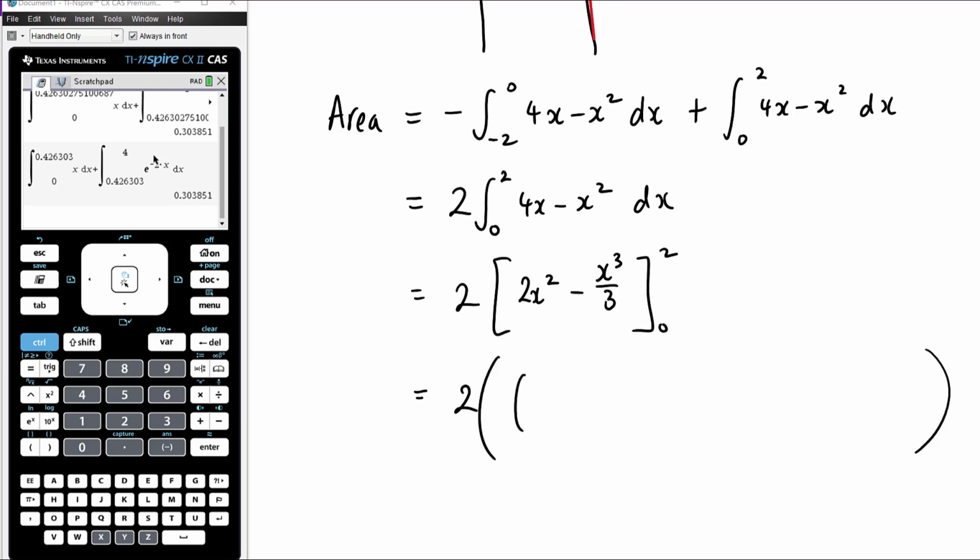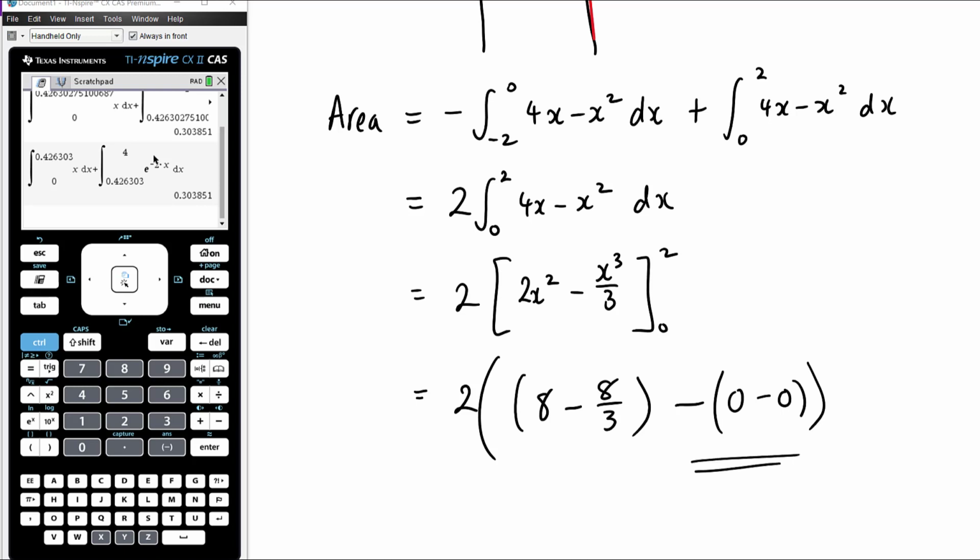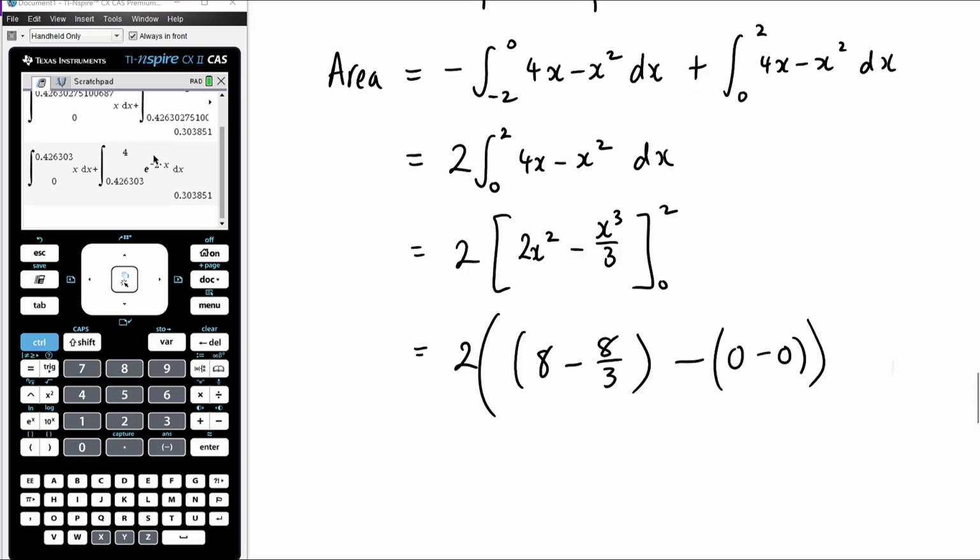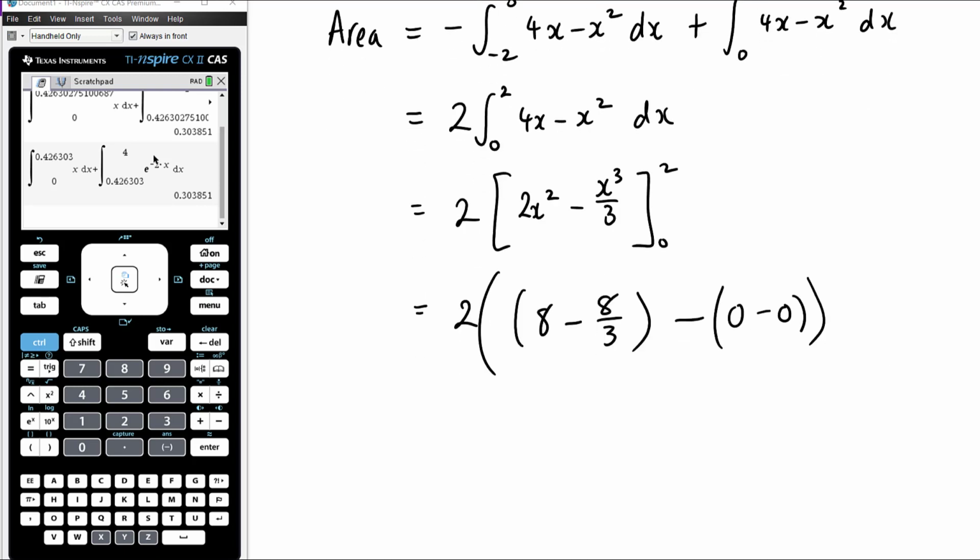We're going to sub 2 in first, which gives us 2 times 2 squared, that's 2 times 4, which is 8, minus 2 cubed, which is 8 on 3, and then subtracting 0 minus 0. So in this case, if we'd accidentally left the big brackets, it wouldn't have mattered because we've got 0 over here. But just again, be really careful. Write more down than you feel is necessary in many ways until you become a bit more accurate. Then you can start to cut corners, but try not to cut corners early on.